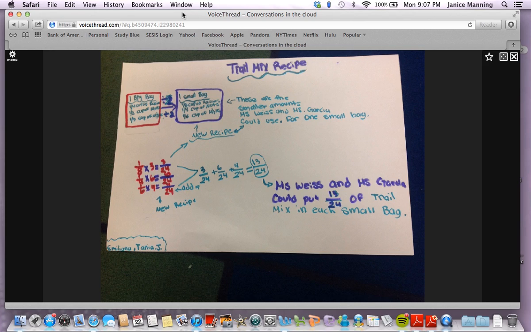And our problem that we posed to them was that we wanted to make snack size bags instead of one big bag. And so we wanted to make 4 snack size bags from this one recipe. And the students had to basically figure out how to help us make these small bags. And they did this in many different ways.